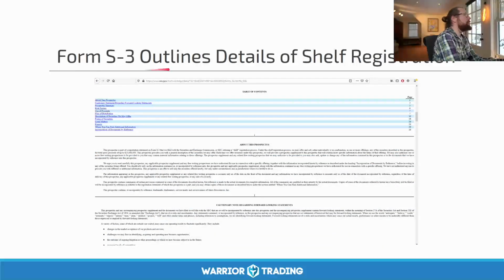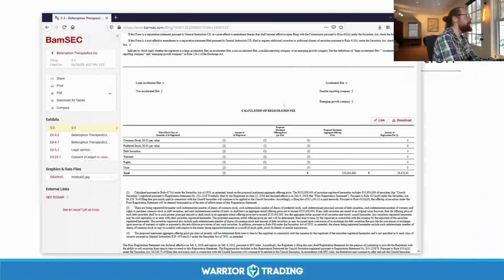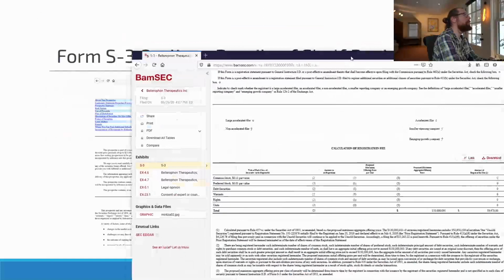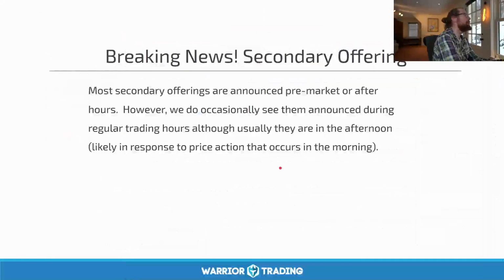So Form S-3 outlines the details of the shelf registration, but it always has a placeholder here of, I guess, the amount of shares. They usually reserve the price of how much they'll raise, not, I guess, how many shares typically. But in any case, however you interpret it, this is what we would commonly see as the S-3.